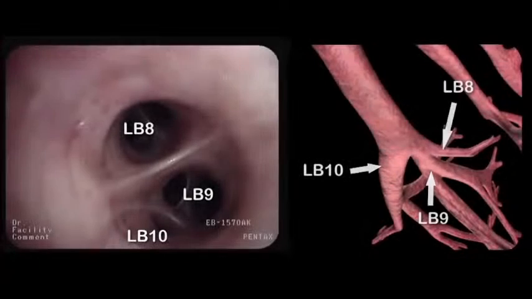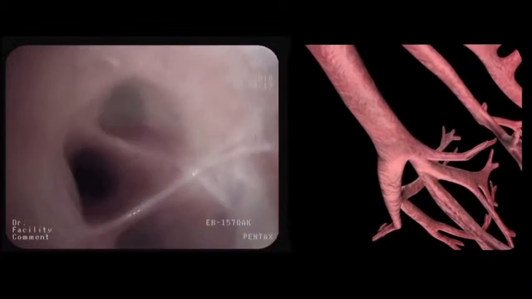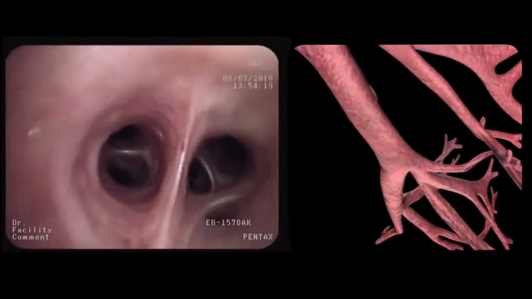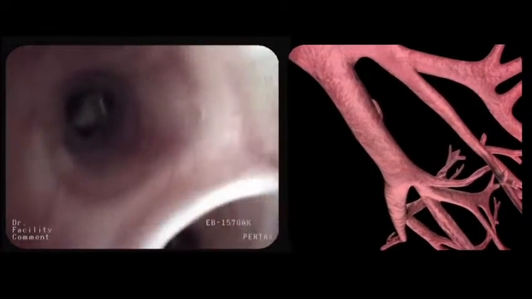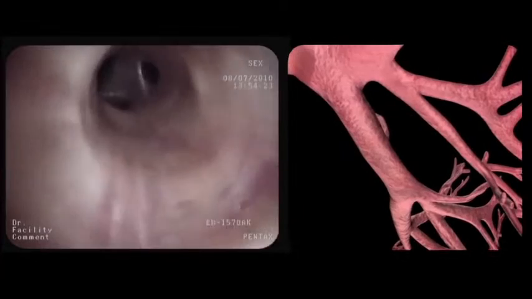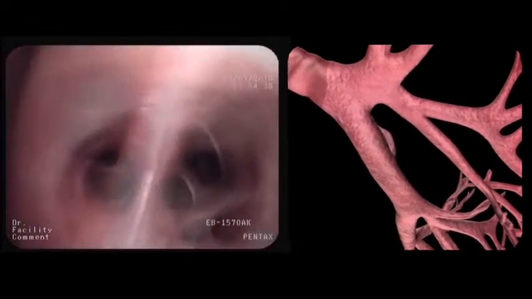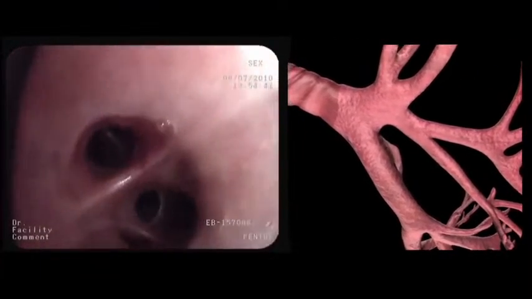What are the chances of perforation? Very rare, but you have to be always thinking of perforation whenever you do a bronchoscopy, because you can't relax after doing a bronchoscopy. You have to look for any air in the mediastinum, around the heart, in the pleura, in the subcutaneous crypts.